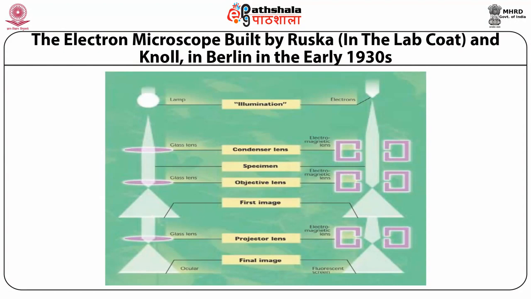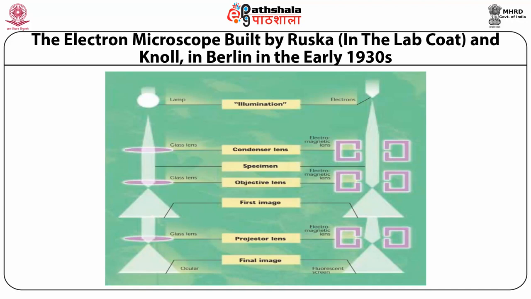Here I want to say that the process of image formation is very similar to the optical microscope. This slide shows the optical microscope on the left side and the electron microscope on the right side. You can see that illumination takes place with a lamp in the case of the optical microscope and electrons in the case of the electron microscope. And we need a condenser lens because the beam which is coming out should be condensed, should be parallel, and therefore we need a lens.